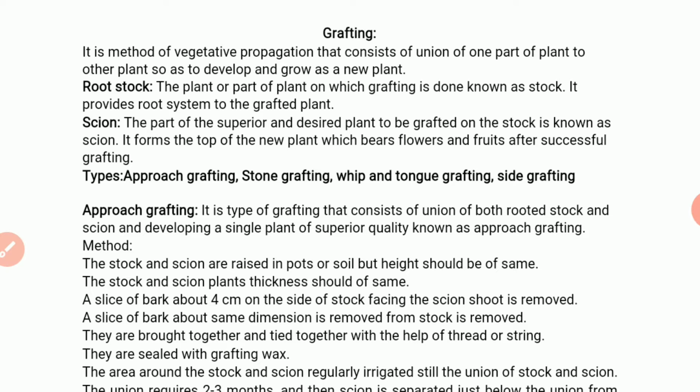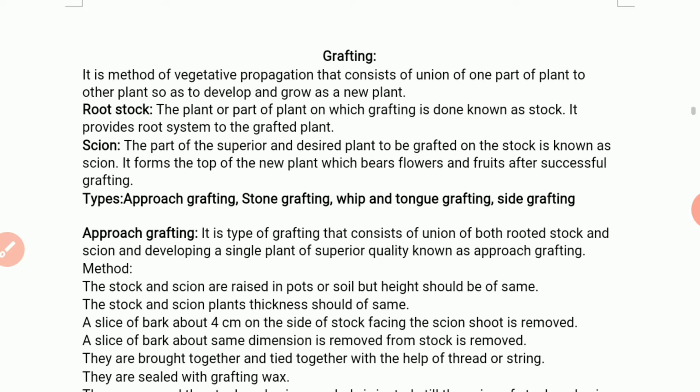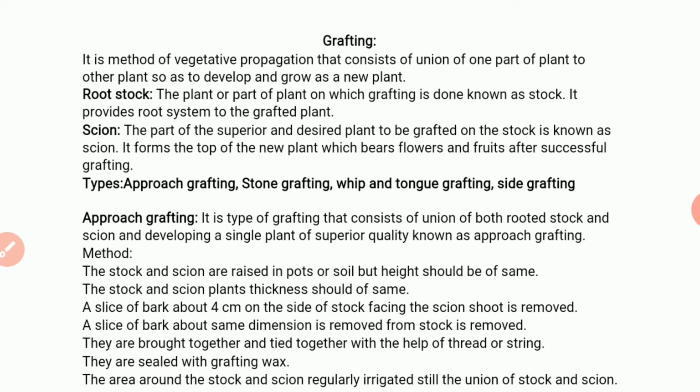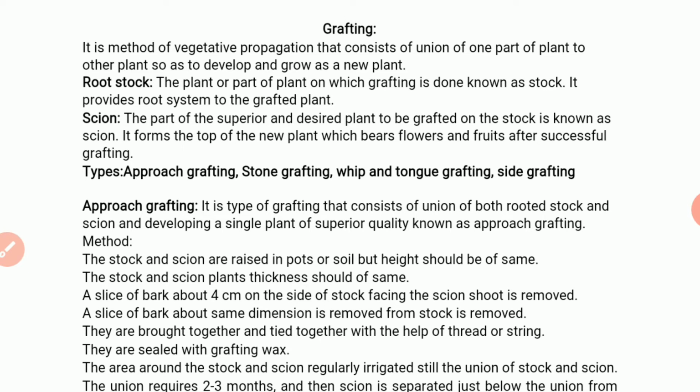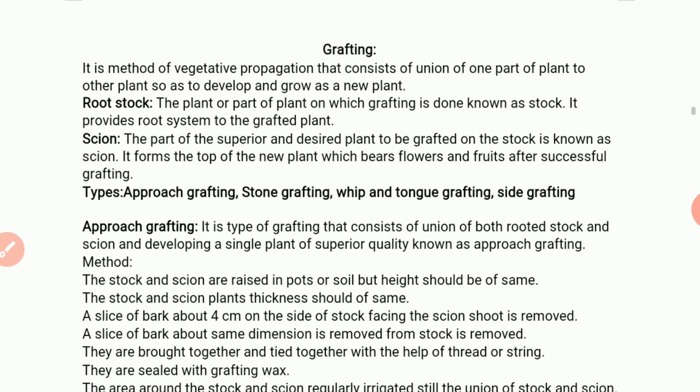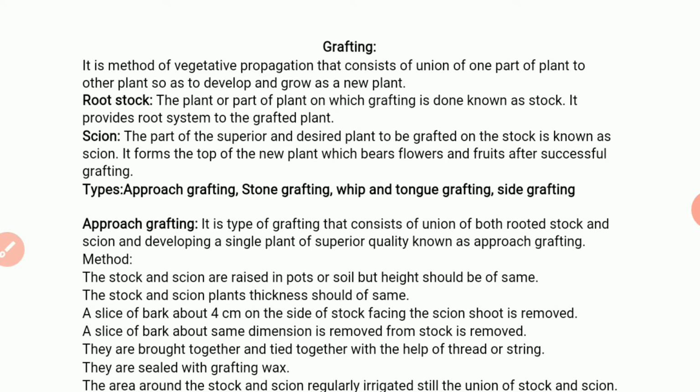Cutting is again divided into stem cutting, root cutting, leaf cutting, and leaf bud cutting. Then layering is again divided into different types, that is air layering, tip layering, simple layering, serpentine layering, and trench or continuous layering. So today we are going to start with the third type of artificial vegetative propagation, that is grafting.